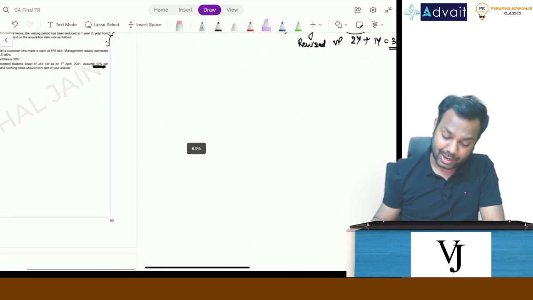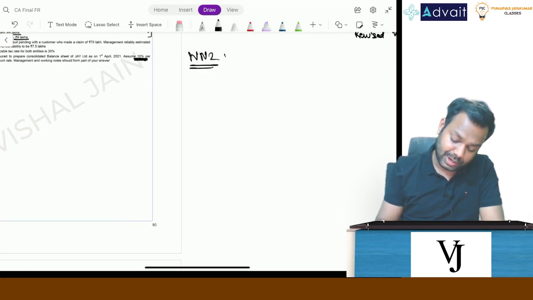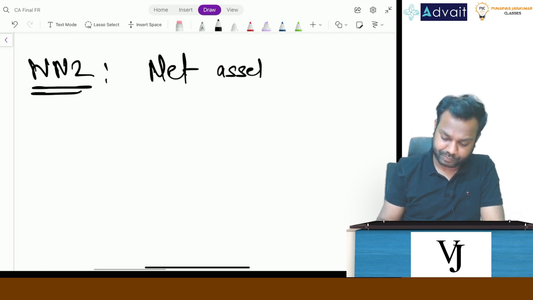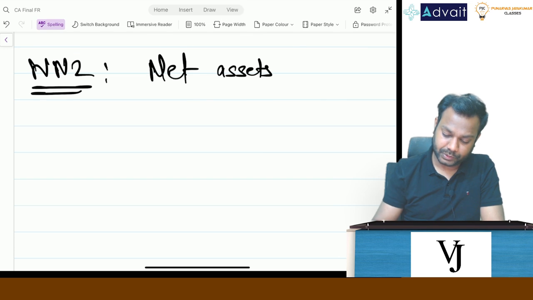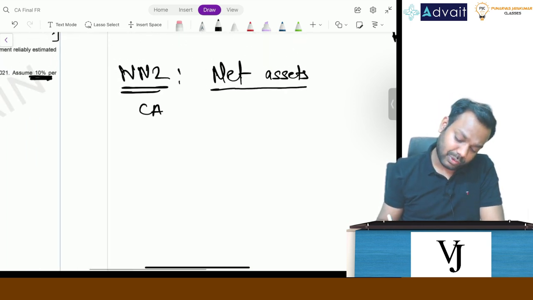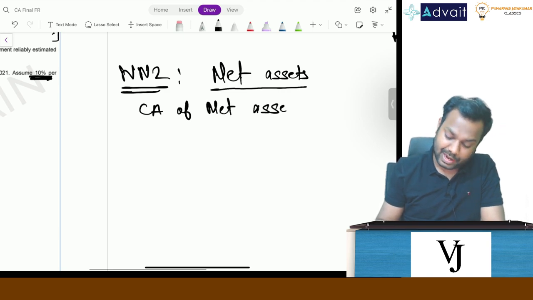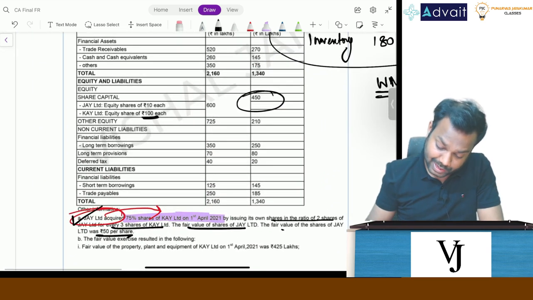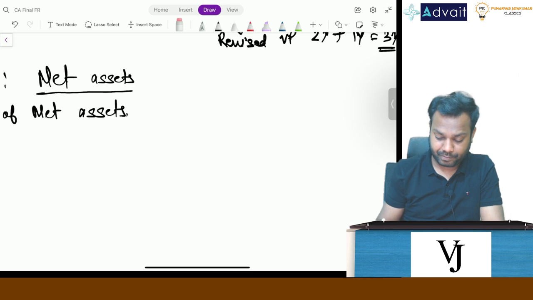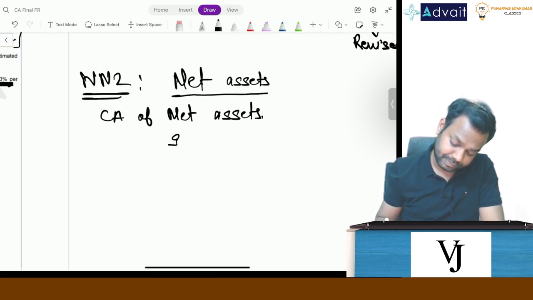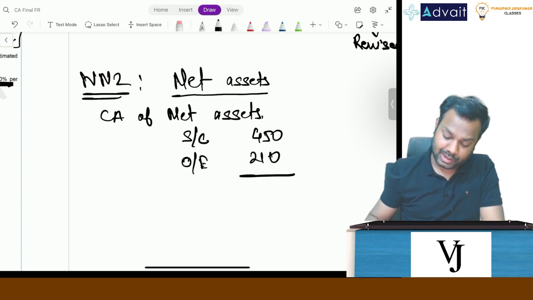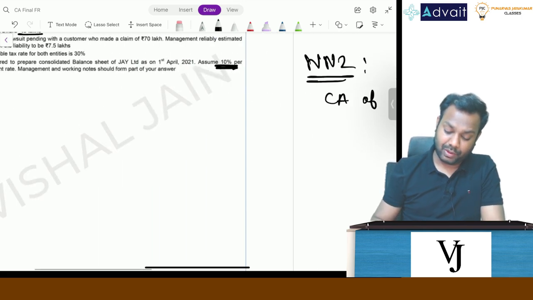Now what we will do is calculate net assets. Working note number 2 is net assets. First, let's calculate the carrying amount of net assets of K Limited, that is, share capital is 450 and other equity is 210. 450 plus 210 gives the carrying amount as 660. Now the fair value adjustment.